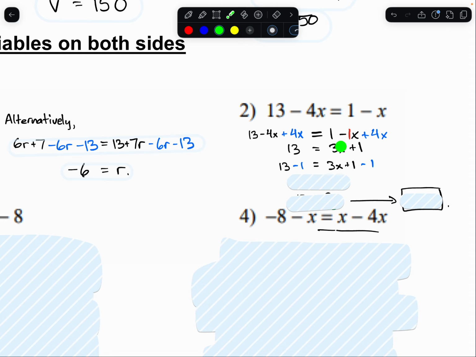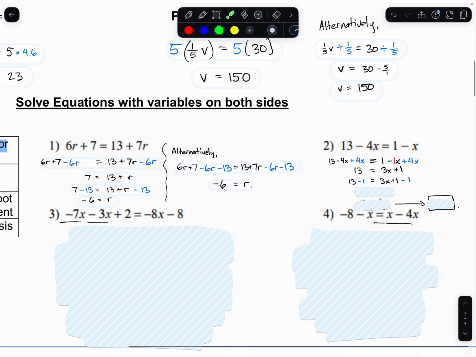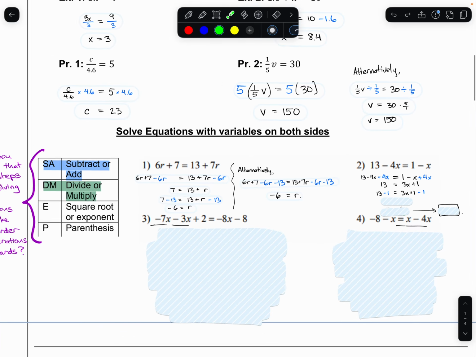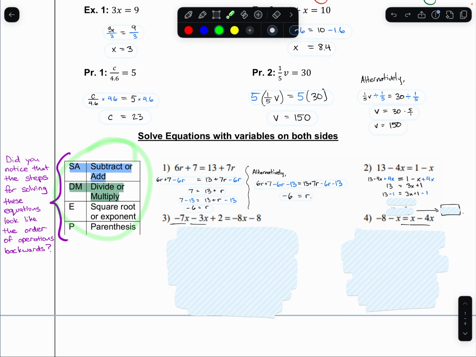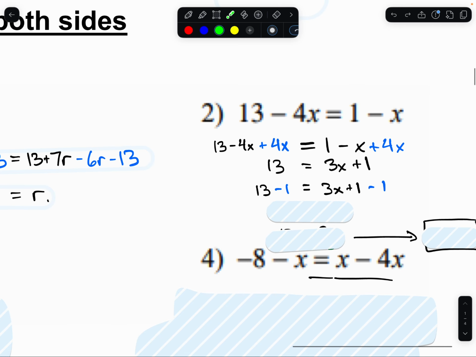And then we still need to get x by itself. Before we take care of the dividing by 3, because that's going to undo multiplying, we need to take care of the addition or subtraction first. That's what this table here is talking about. So I want you to get rid of that plus 1 first.